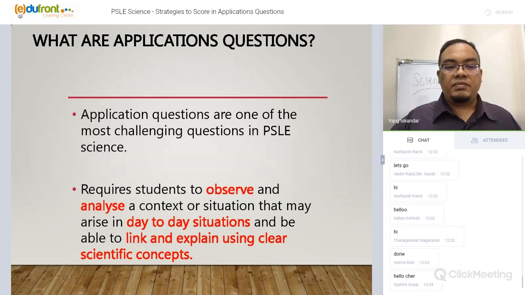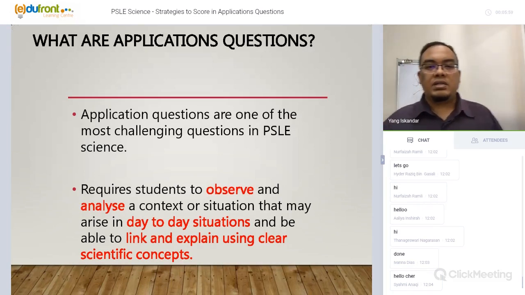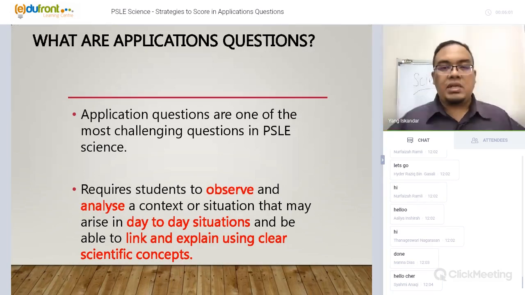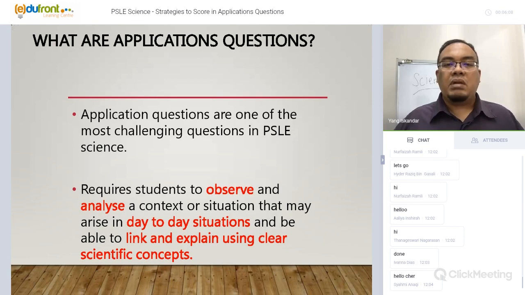It requires you to observe and analyze the context or situation that may arise in day-to-day situations. They will give you maybe a situation or a picture of a day-to-day situation, and it could be something that you are familiar with and could also be something that you are not familiar with. You need to analyze, and they do not give you any data, any tables, any graph. You must be able to explain using scientific concepts. That is the challenge for many students.